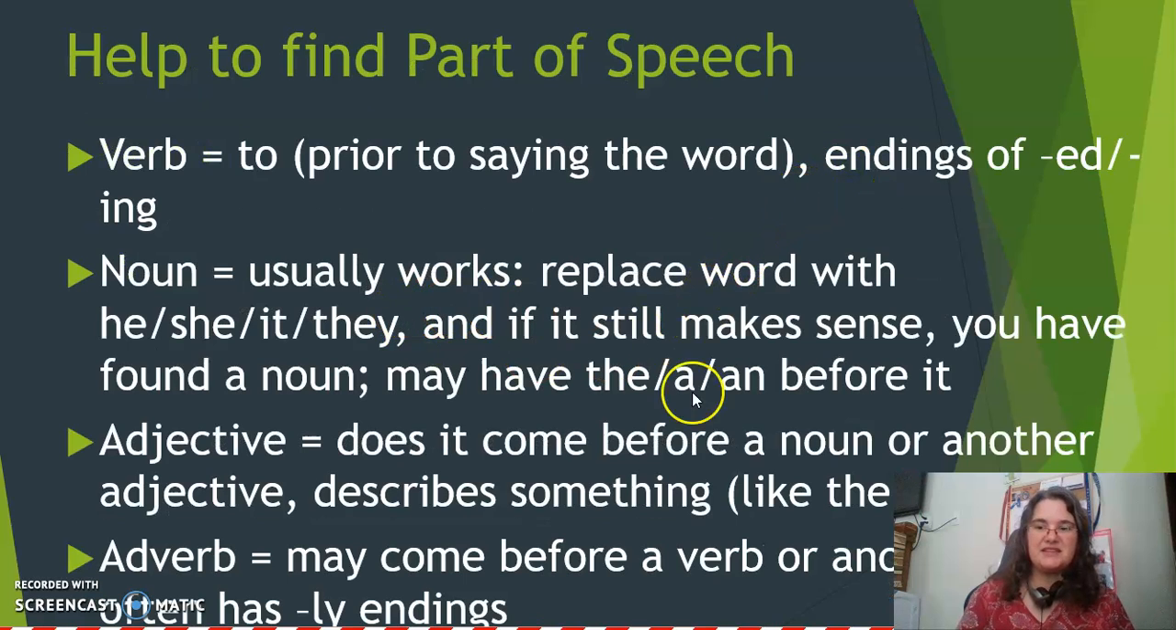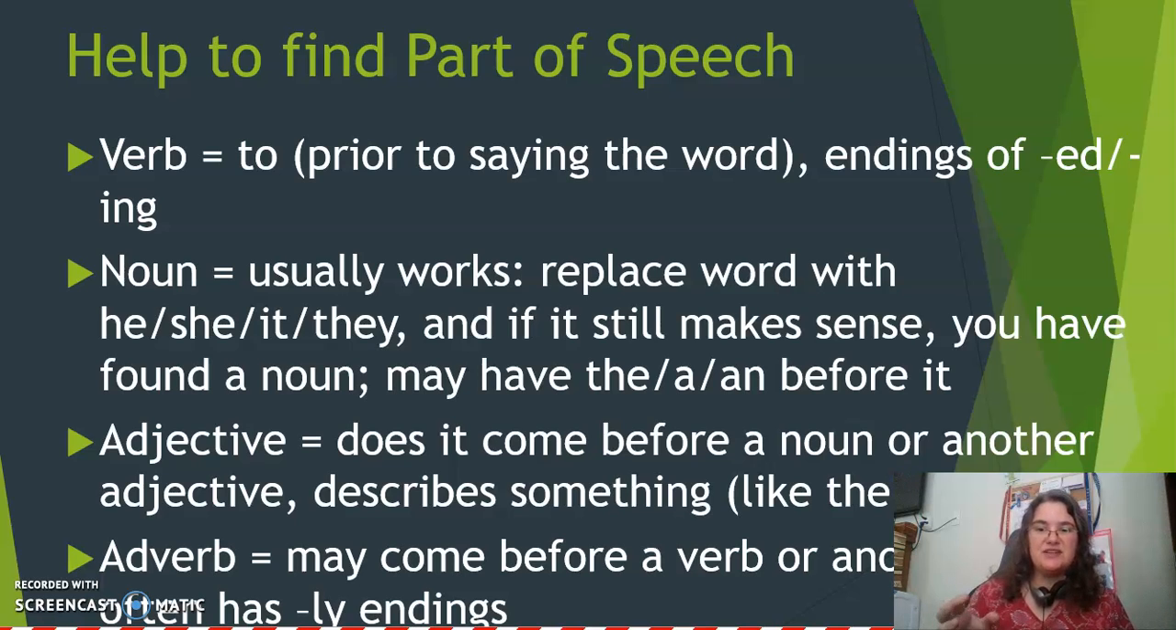So the big thing is that this gives you lots of different ways of seeing the possible part of speech the word is. If it's got a "to" before it, it's probably a verb. If it has the ending of "ed" or "ing," then it's probably a verb. Nouns: usually if you replace it with he, she, it, or they, and it makes sense, then you have a noun. But if not, and it's got a "the," "an," or "a" before it, then it's also probably a noun.